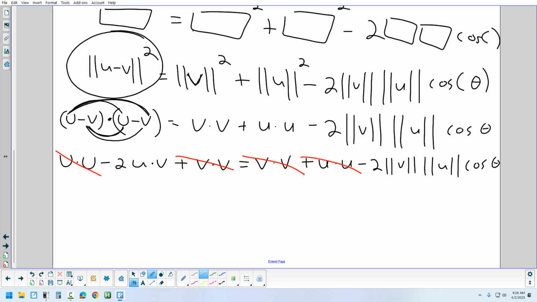All right, I guess let's write down what we have now. We can look at it again. So we have negative 2 u dot v. All right, that's gone, that's gone, that's gone. And then we have equals negative 2 magnitude v, magnitude u, cosine theta.